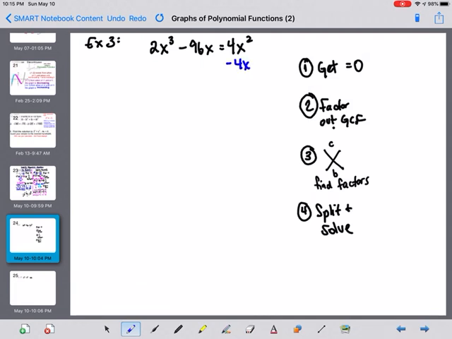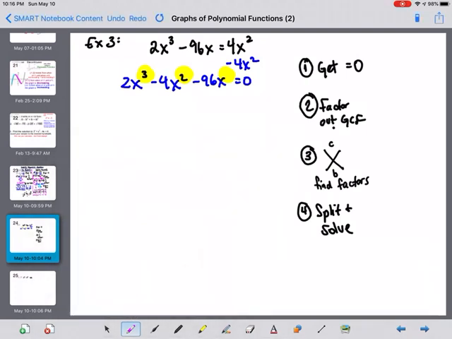Same first step, we get it equal to 0. So I want to get rid of this positive 4x squared, so I minus 4x squared on both sides. I write out 2x to the third minus 4x squared minus 96x. Oh, I don't know what just happened. Oh no. 2x to the third minus 4x squared minus 96x equals 0. Great. Okay, so now it's equal to 0. It's in standard form, highest exponent down to the lowest, okay?